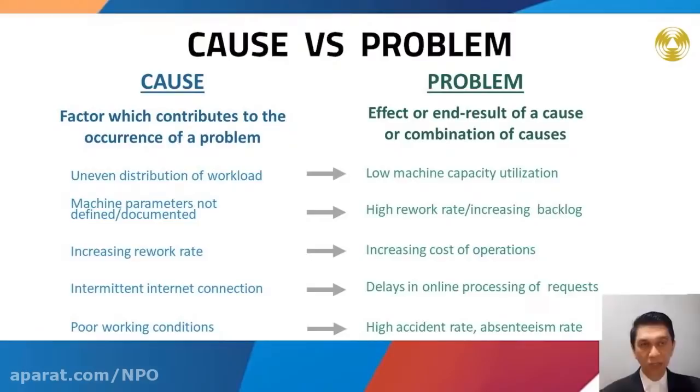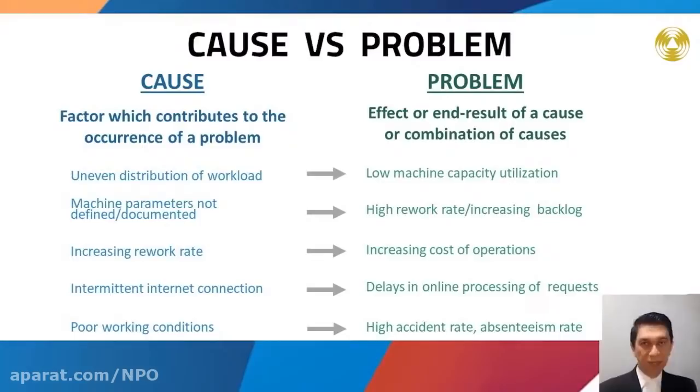Next example, delays in online processing of requests. Why? Because of intermittent internet connection, or high accident rate, or absenteeism rate. Why? Because of poor working conditions: slippery floor, leaking roof, protruding nails, protruding materials, use of sharp objects, use of machines perhaps that emit particulate matter that fills up the air. So one problem can be caused by several factors.